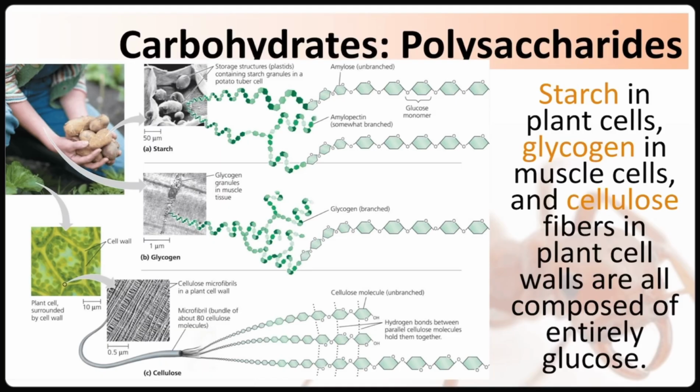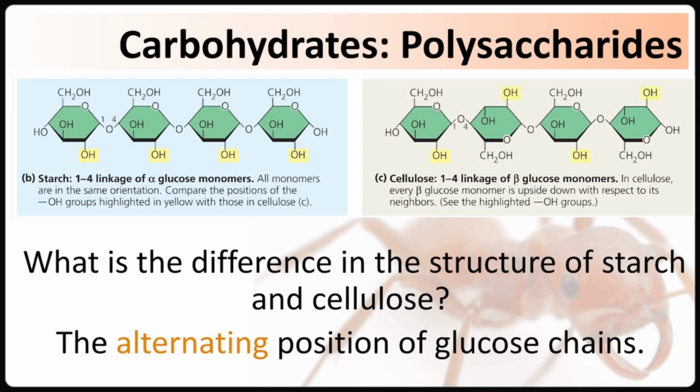protection. Now, starch in plant cells, glycogen in muscle cells, and cellulose fibers in plant cell walls are composed entirely of glucose. Next, starch and cellulose are both made of glucose but their functions differ because of the position of the bonds between glucose units.